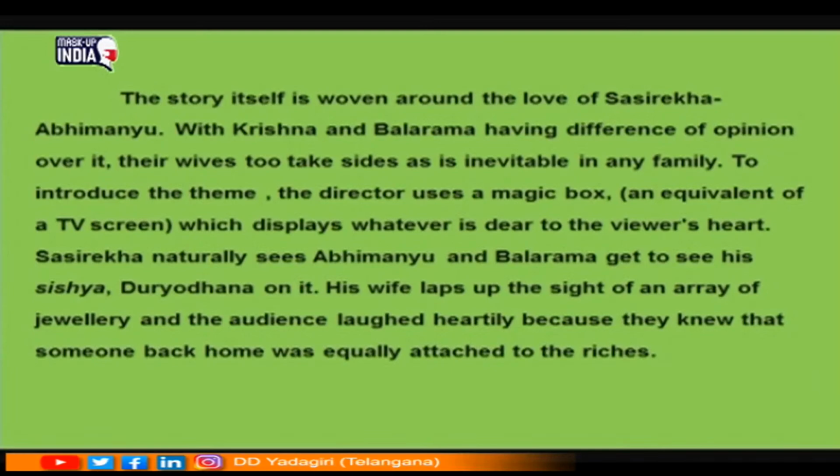Coming to the next one, the story itself is woven around the love of Shashirekha and Abhimanyu, with Krishna and Balarama having difference of opinion over it. Their wives too take sides as is inevitable in any family. To introduce the theme, the director uses a magic box, an equivalent of a TV screen, which displays whatever is dear to the viewer's heart. Shashirekha naturally sees Abhimanyu, and Balarama gets to see his shishya Duryodhana on it. His wife laps up the sight of an array of jewelry. The audience laughed heartily because they knew that someone back home was equally attached to the riches.